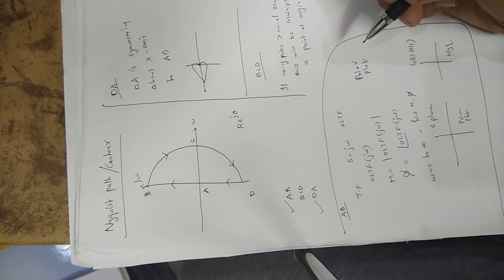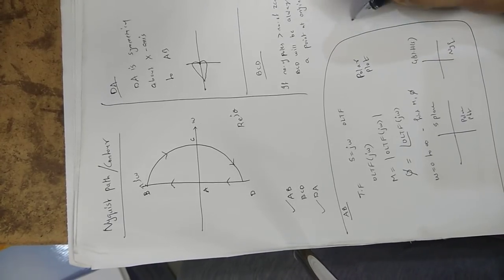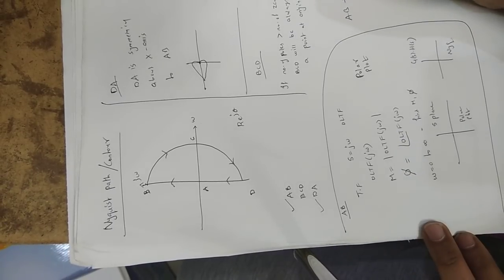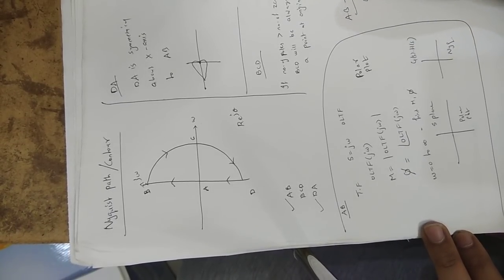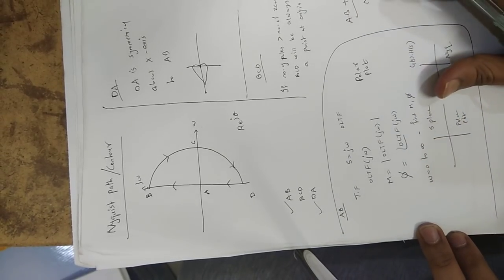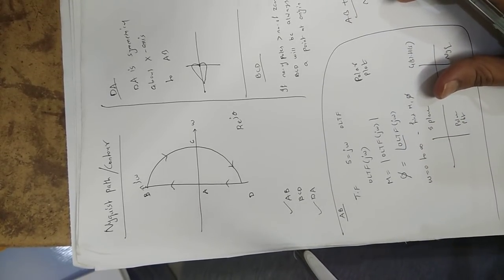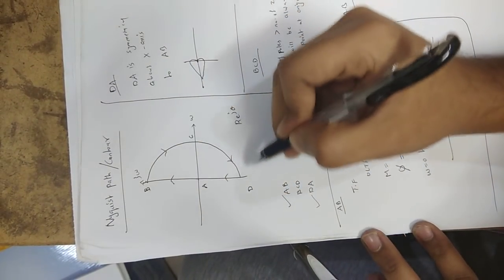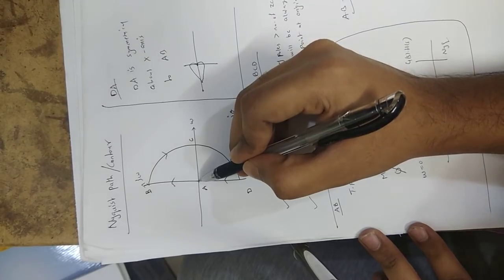Only AB part is known as polar plot, and summation of AB, BC, CD and DA will give you the Nyquist plot. This is the difference between polar plot and Nyquist plot. And now this is the case where there are no poles in this part. But what happens if there is a pole at origin?